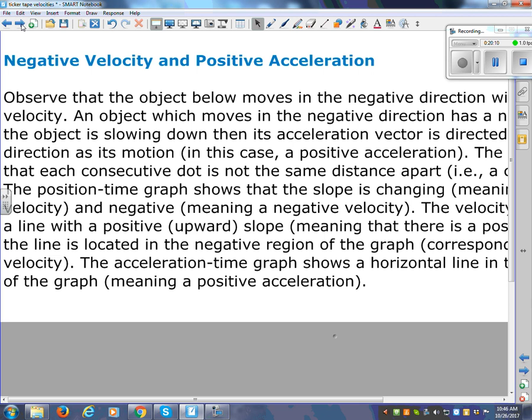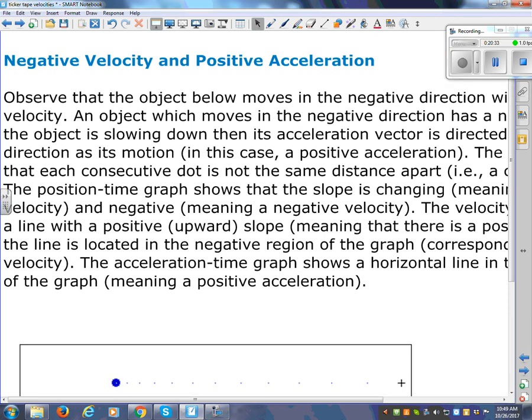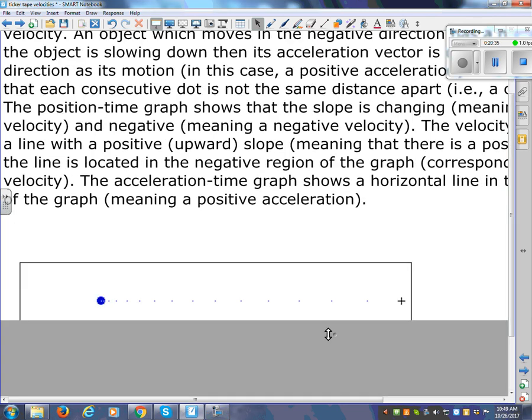Okay, is this the last one? Almost, yeah. This is the last one of that brand, right? Okay, try that one. Negative velocity, positive acceleration.